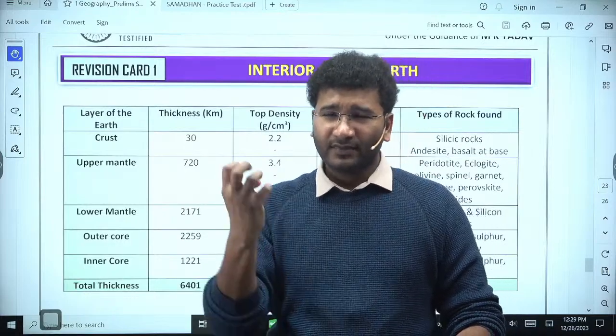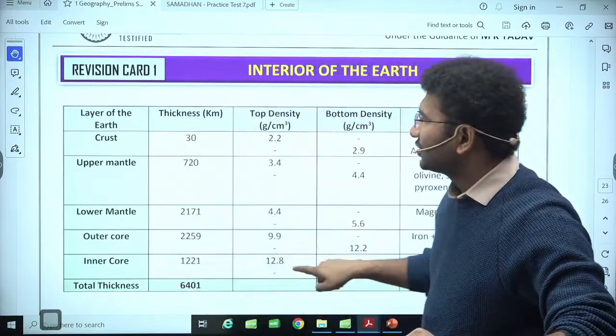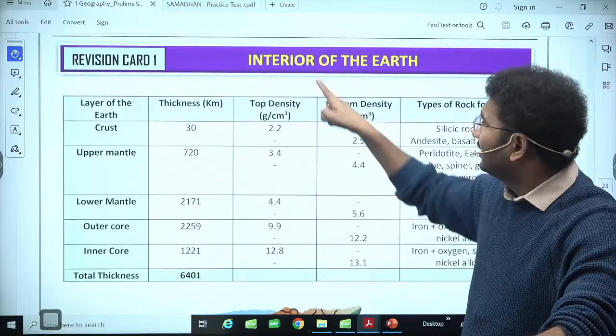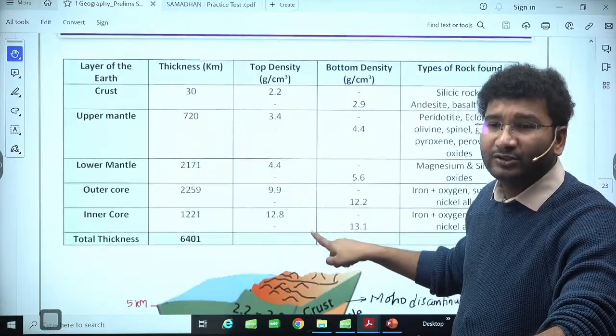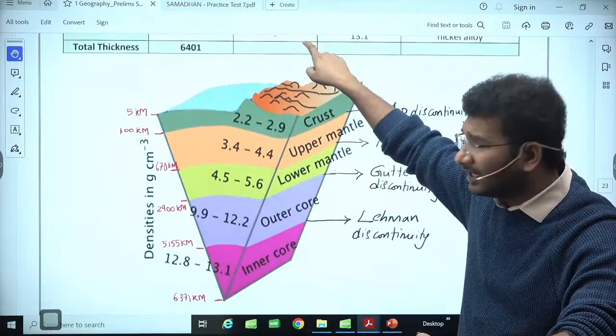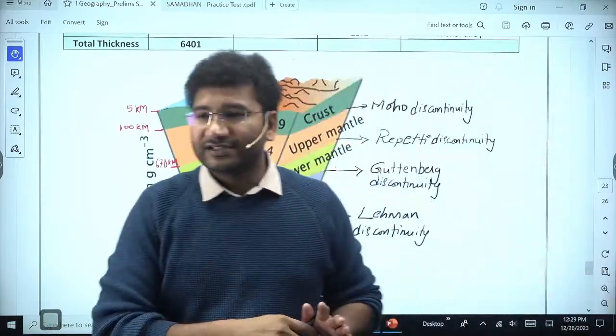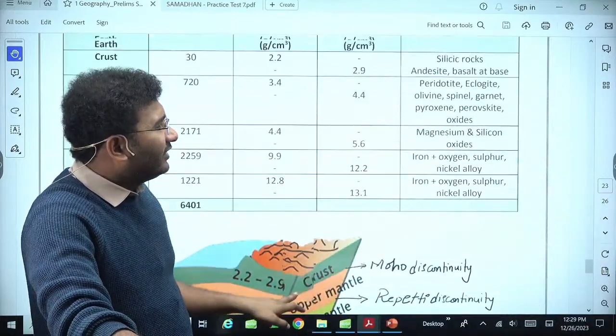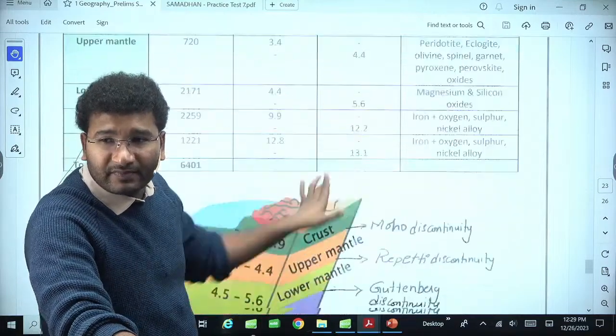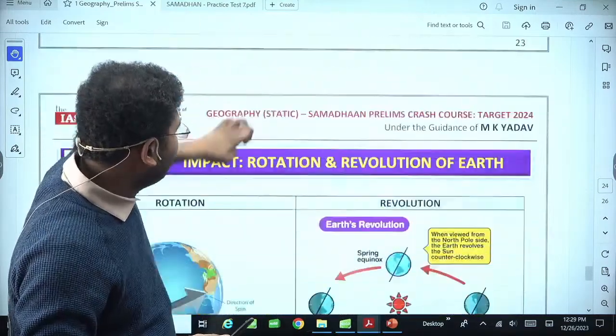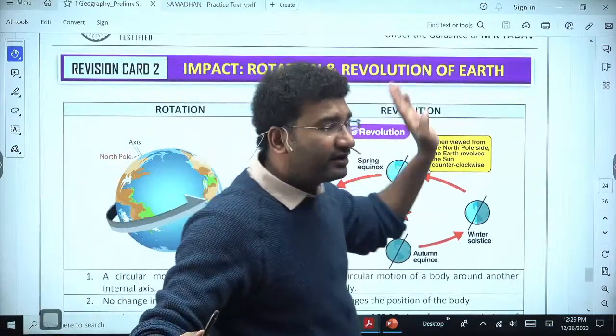After that, we'll go through these revision cards. What is in Revision Card 1? It is the interior of the Earth. When we teach you the interior of the Earth, just this single page, which we have curated in such a way, will make it very, very easy for you to understand all of these topics. The next revision card is on the impact, rotation and revolution of the Earth.